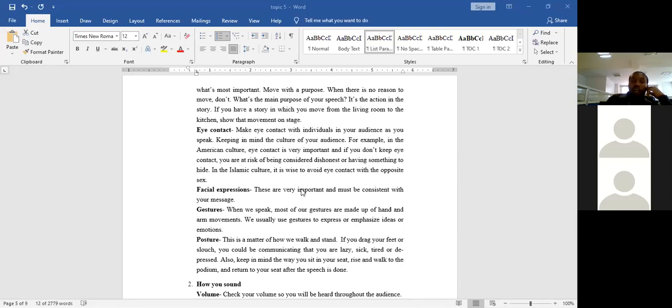Secondly, we are giving an example. In the Islamic culture, it is wise to avoid eye contact with the opposite sex. That is the culture. When you are talking, also be conversant with the culture of the people. When you're talking to a Muzungu from America and you are always facing down, just know that you are showing that you're not trustworthy, you are not credible, and whatever you are telling us is not true.